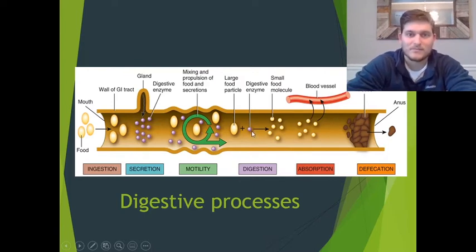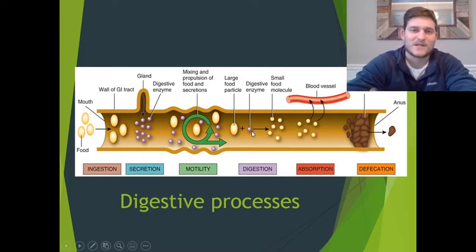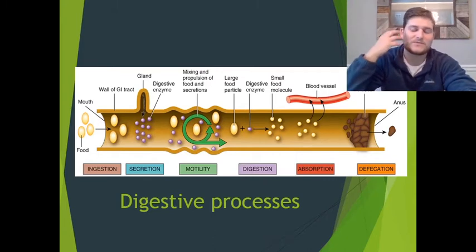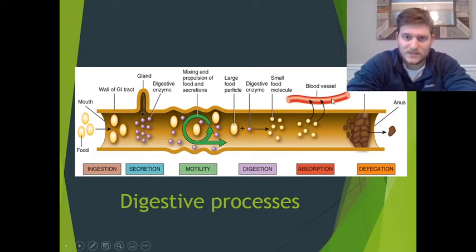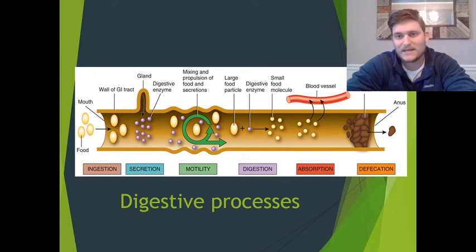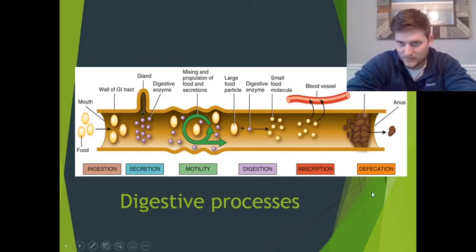And so specifically, that would be chemical digestion, as opposed to what the teeth do, which is mechanical digestion. And then those small food particles are absorbed into the bloodstream and then delivered to different cells of the body. And then finally, we get rid of all the materials that we don't need through defecation.